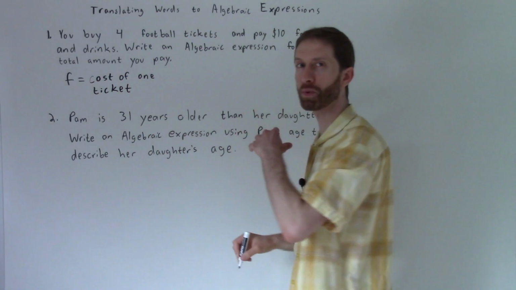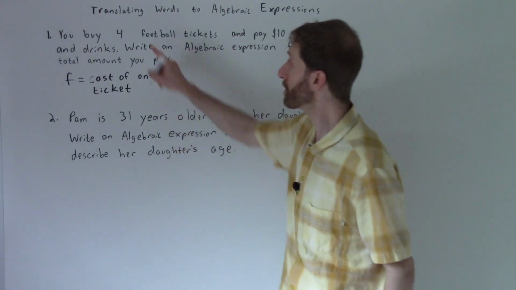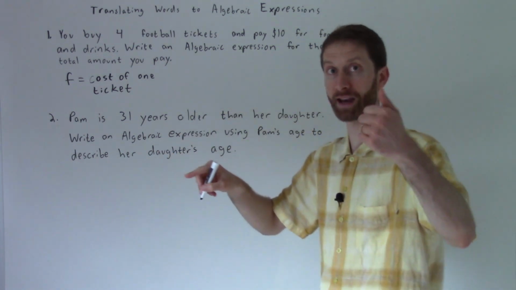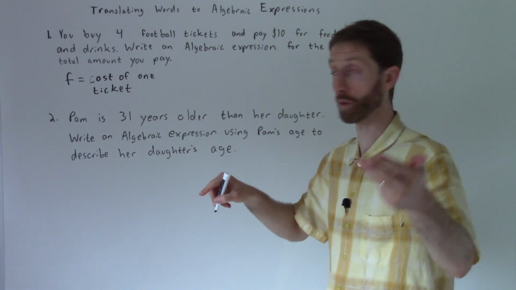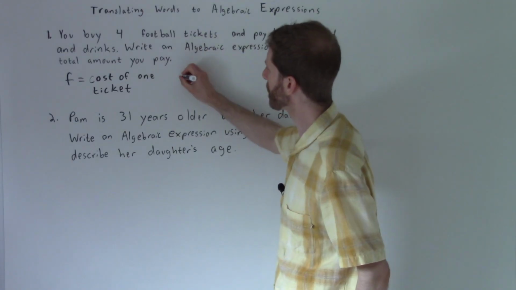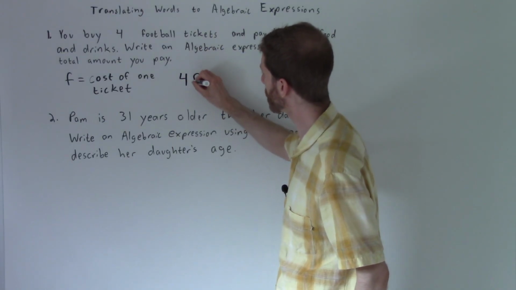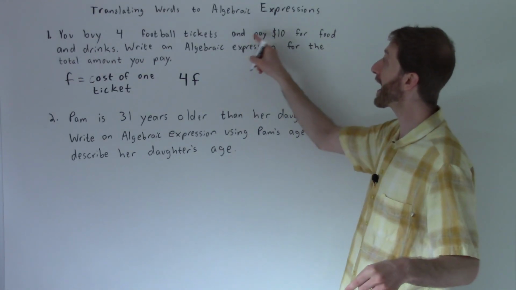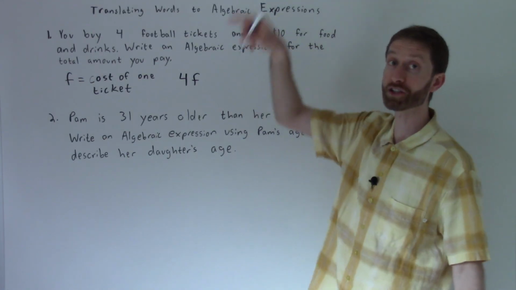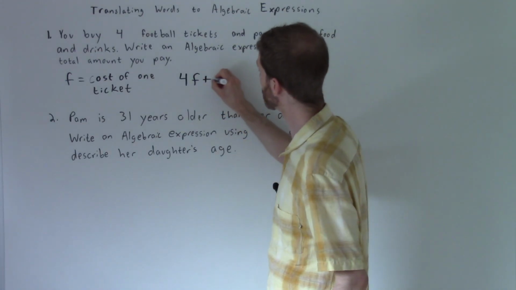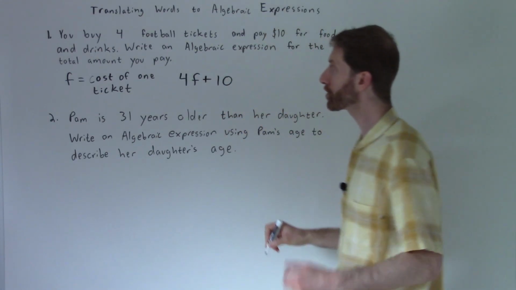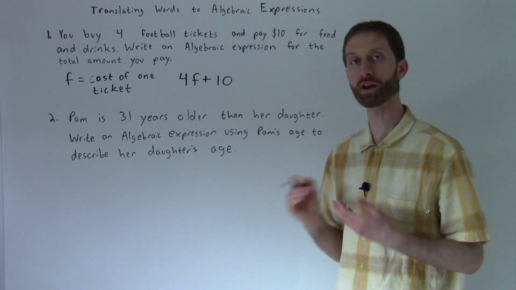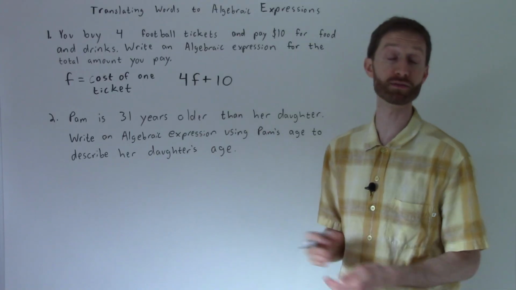Now, as I read this problem, I like to translate as I read. We've got 4 of the cost of one ticket, right? Because we're going to be adding the cost of one ticket 1, 2, 3, 4 times. So as I read that, I think, well, that's the expression 4 times the cost of one ticket, or 4F. In addition to that, I'm going to pay $10 on top of that for food and drinks. And before you know it, you've built your algebraic expression rather than trying to figure out what it is from just recognizing problems that you've seen in the past.